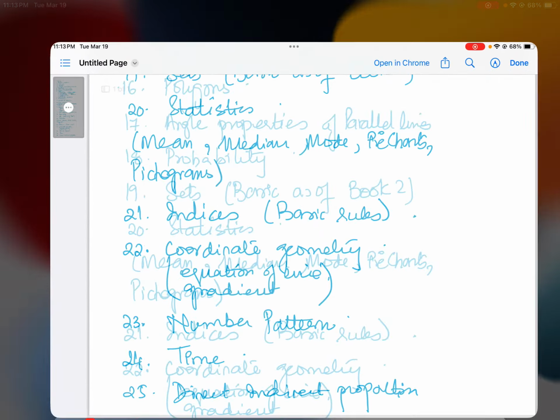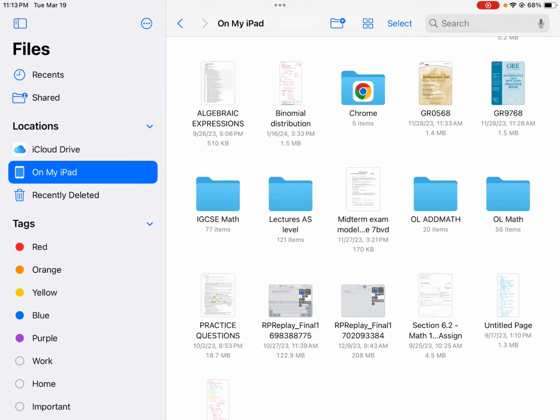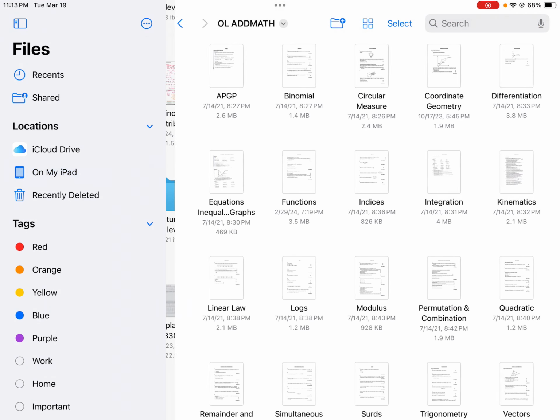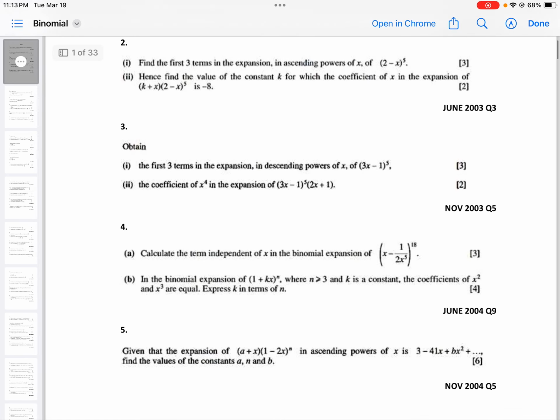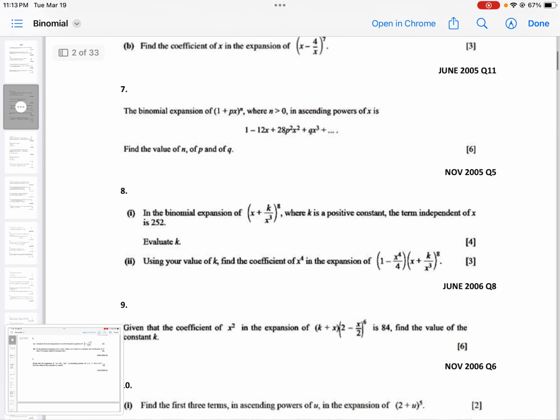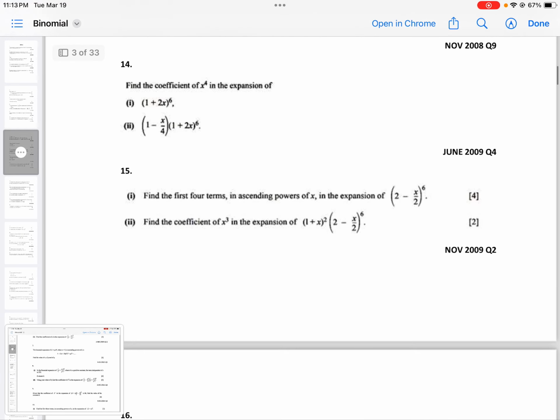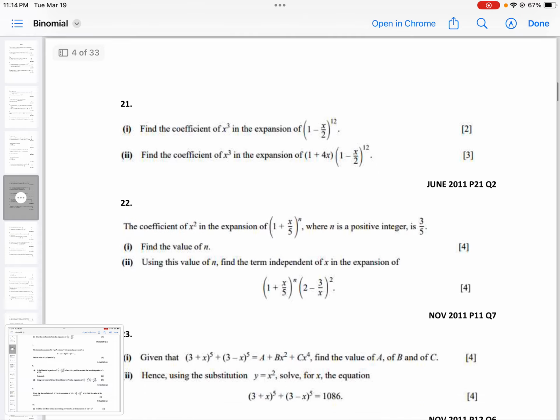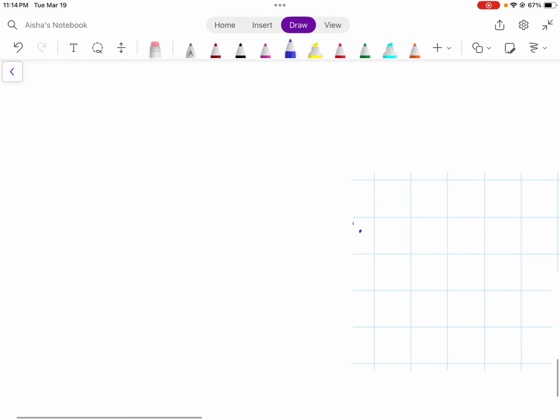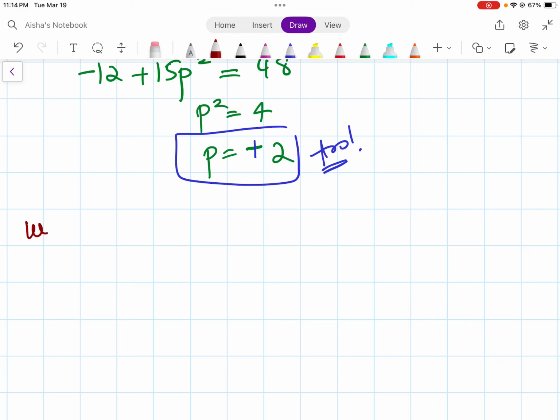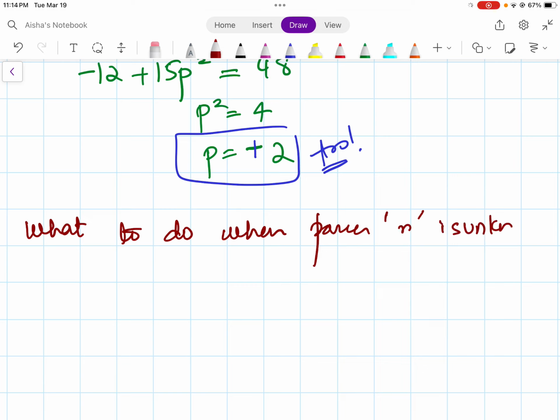Now one more concept where the power n is unknown. So let me just take a screenshot of that. Okay. What to do when power n is unknown? Let's take a question.